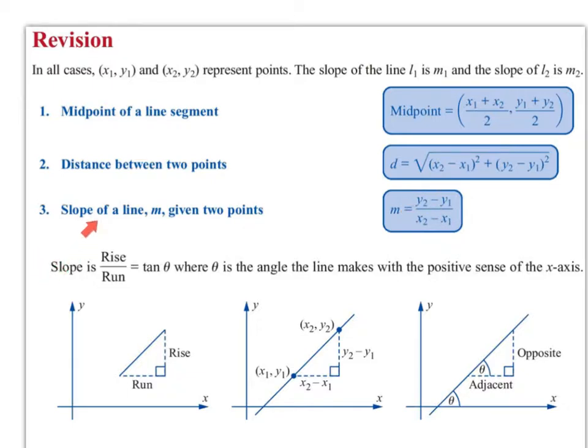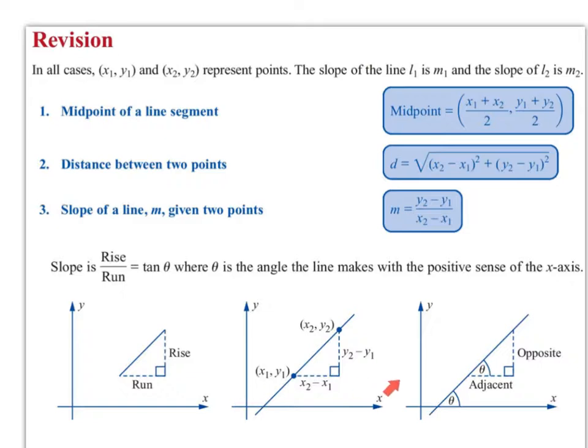Slope is rise over run, equal to tan theta, where theta is the angle the line makes with the positive sense of the x-axis, or the positive side of the x-axis. So this is our x-axis, this is our y-axis, this is our line, and this is the rise and the run. So rise over run is slope.